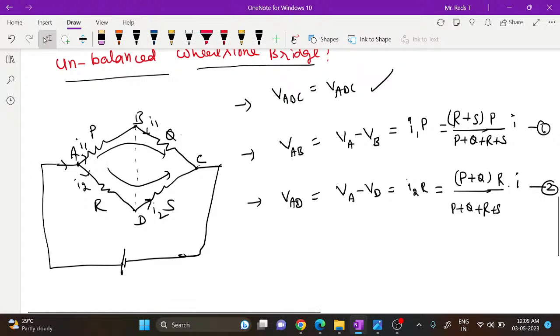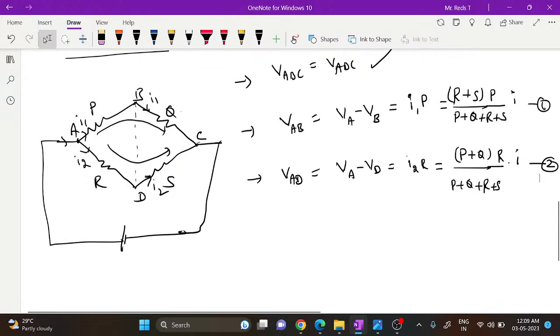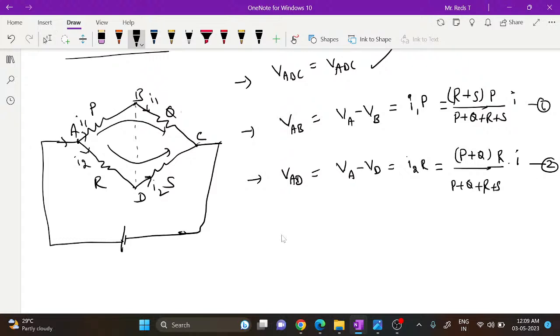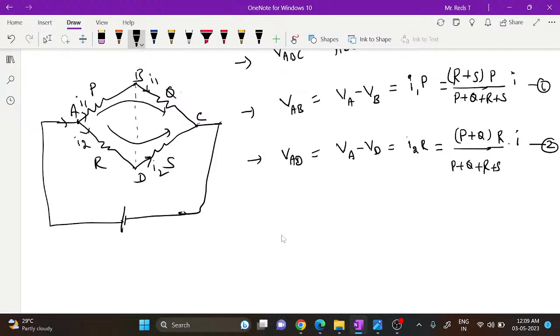Now from 1 and 2, to understand in what direction current flows in an unbalanced Wheatstone bridge, from B to D or D to B, let us try to understand which potential is higher. Always current flows from higher potential to lower potential. Whether potential at B is higher or D is higher, we want to know. For that purpose, let us mark here what is VB minus VD. For that purpose, let's consider from 1 and 2.